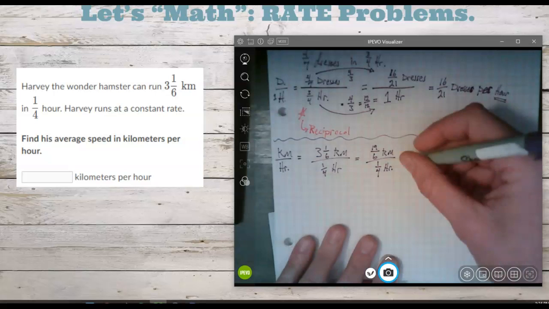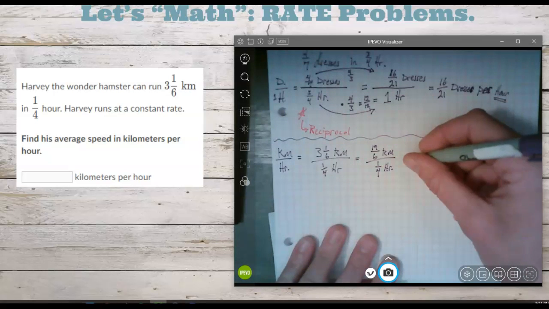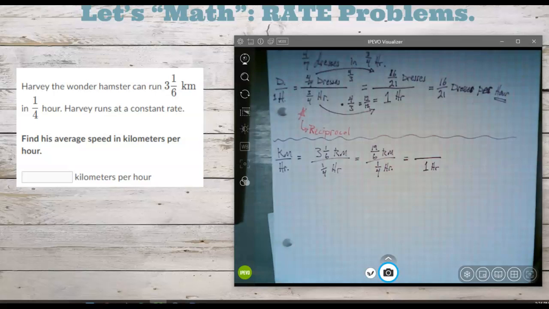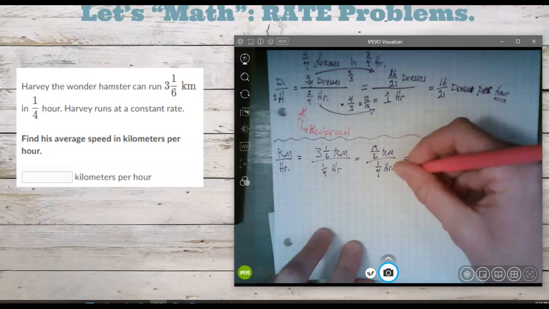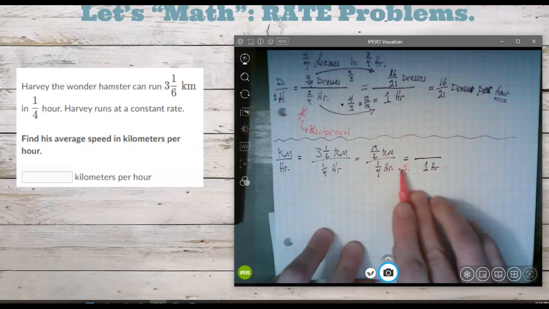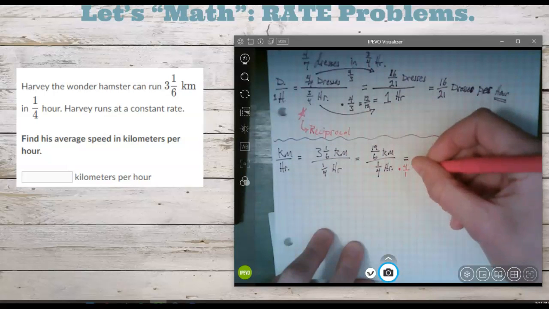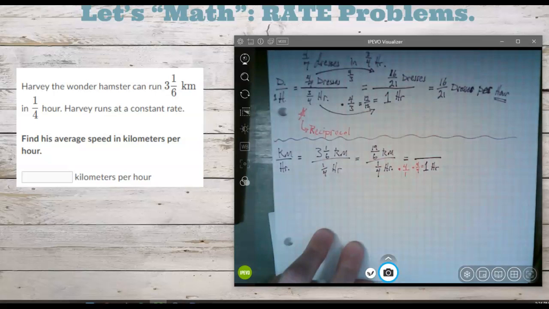How could I turn this into 1 hour on the bottom? You use the reciprocal, so 4 over 1. Yeah, we use the reciprocal, so 4 over 1. So if I times 4 over 1, 1 times 4 is 4. 4 times 4 is 4. This would really be 4 over 4, which is 1.